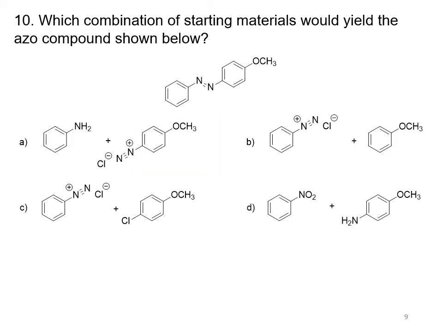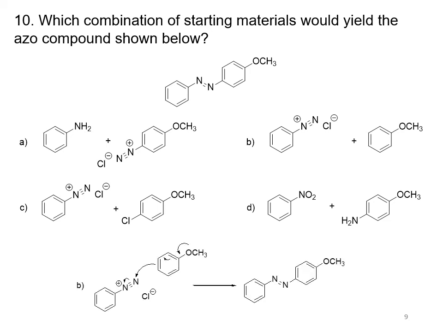Next question, which combination of starting materials would yield the azo compound shown below? So we have an azo compound, one substituent is a phenyl group, the other one obviously comes from anisole, so we should consider combinations. And A doesn't look right because in this case you would have addition of aniline to a diazonium salt that already contains a methoxy substituent, so that would be a different product. B, that looks correct because we have benzene diazonium chloride, and that reacts with anisole. So that appears to be a pair that will give the correct product. That's shown here.